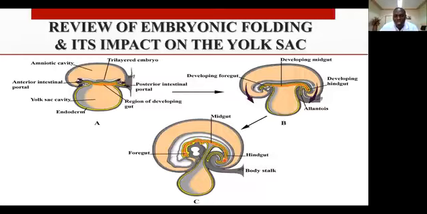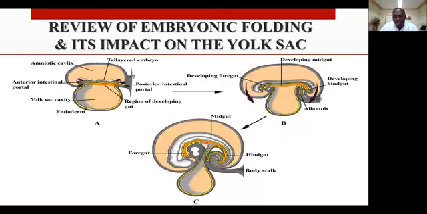The primordial gut is described to have three parts. You have the foregut, this is the part near the mouth. The midgut, this is the part connected with the yolk sac, which is outside the embryo, where this is the vitelline duct. And the hindgut. The hindgut is the one connected to the allantois.